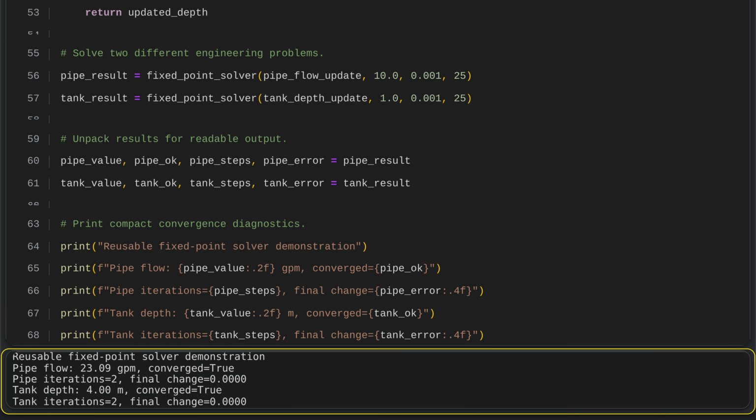This script shows a reusable fixed-point iteration solver for two engineering models. It updates an estimate until the change is small enough or the iteration limit is reached. In a pipe flow example, it converges from 10 to about 23 gallons per minute, and in a tank depth example, it converges from 1 meter to 4 meters. The printed results report the final value, convergence status, iteration count, and final error, demonstrating that the same solver can handle different models and provide useful diagnostics.